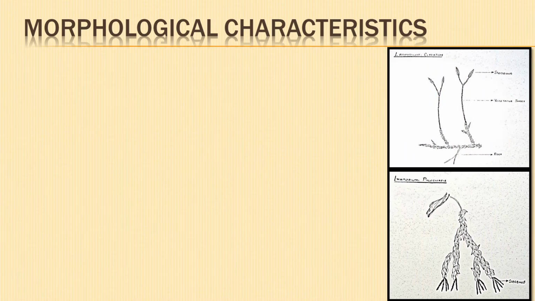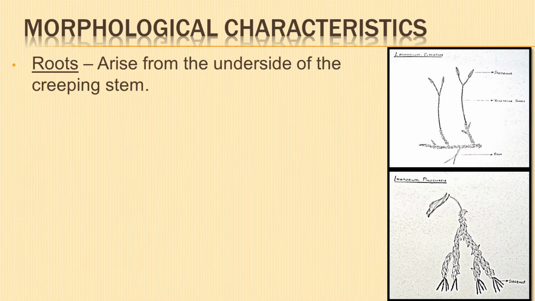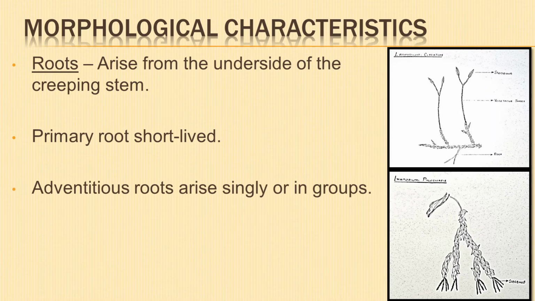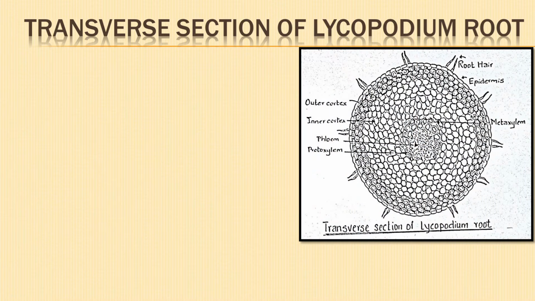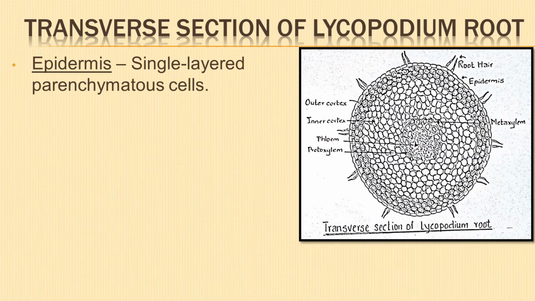The roots arise from the underside of the creeping stem. The first root or the primary root is short-lived. Adventitious roots arise singly or in groups. Branching of roots is dichotomous. Let us learn about the anatomy of Lycopodium root. Transverse section of root shows the following parts.